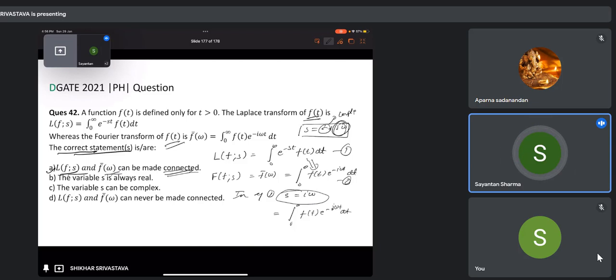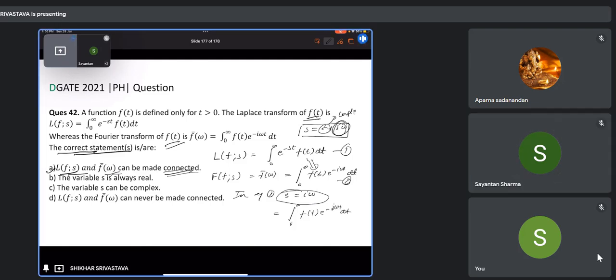Because when you are putting s equals i omega, the limit is from 0 to infinity, not from minus infinity to infinity. That depends upon the question. Generally, for the Fourier transform, your limit is from minus infinity to infinity. But suppose some signal is 0 for less than 0, then in that case you will just replace the limit with 0.